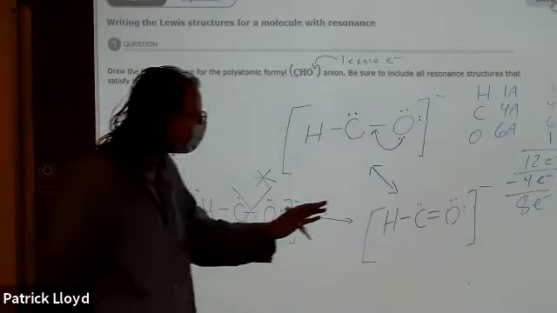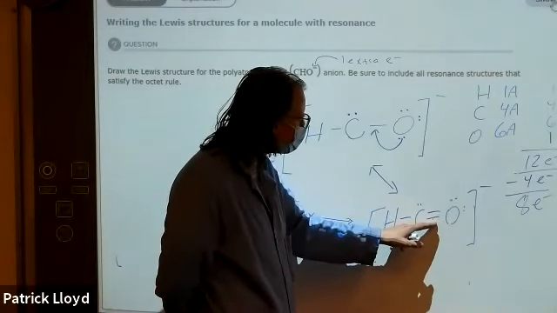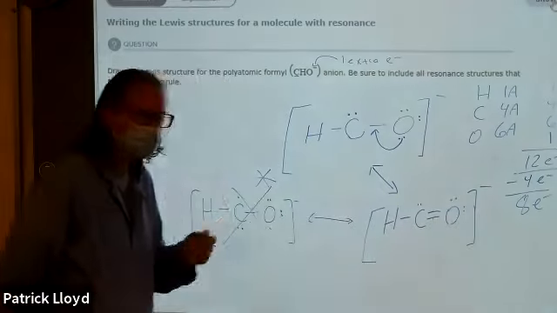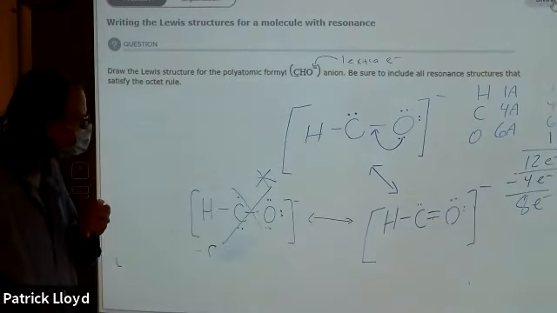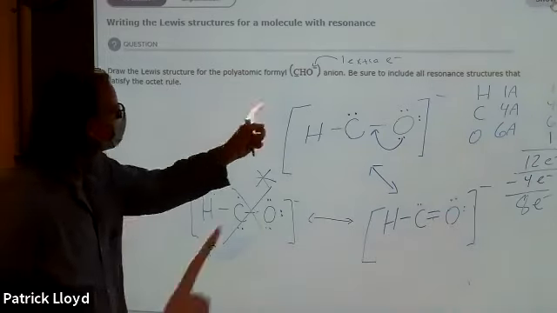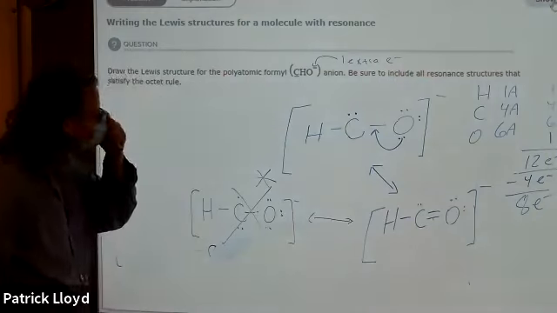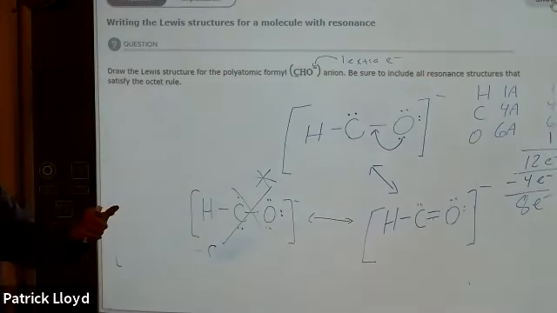I kind of thought maybe a triple bond here, but if you did a triple bond here, that would give the carbon too many. So just one. When it says be sure to include all resonance structures, that's a hint saying there could be more than one, but it looks like there's only one.